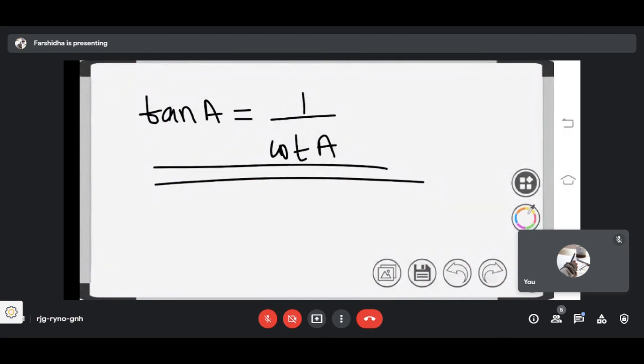So the answers for this question: sin A in terms of cot A is sin A equal to 1 by root of 1 plus cot square A. Second one, sec A is equal to root of 1 plus cot square A divided by cot A. Now tan A is equal to 1 by cot A.